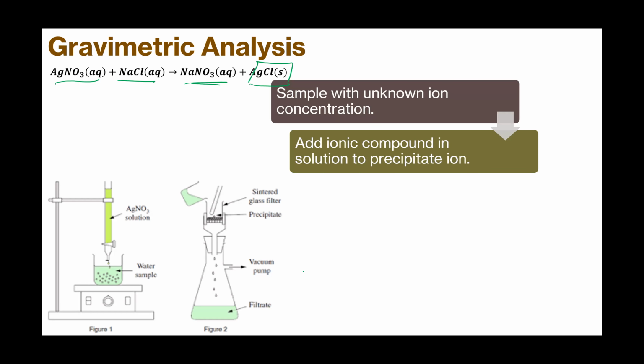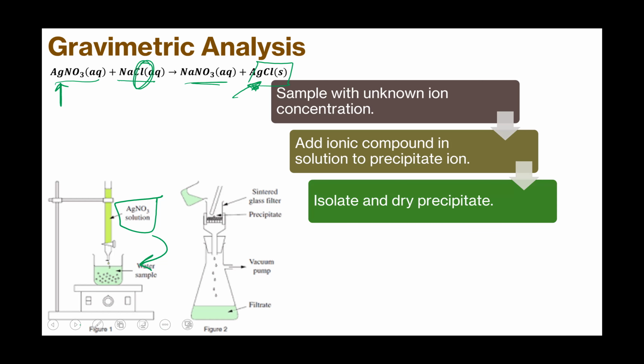In this example, we're adding the silver nitrate to the unknown sample. And the goal here is we want to know how much chloride is in the sample, and we're going to get silver chloride as the product to measure that out.